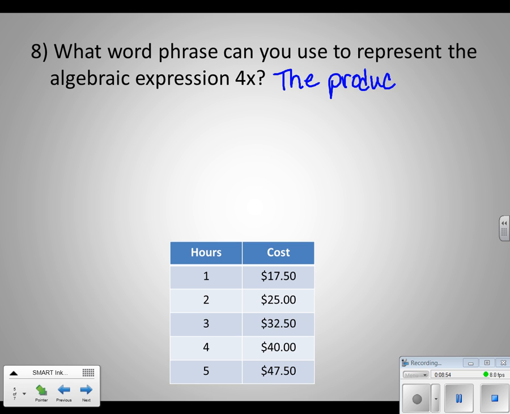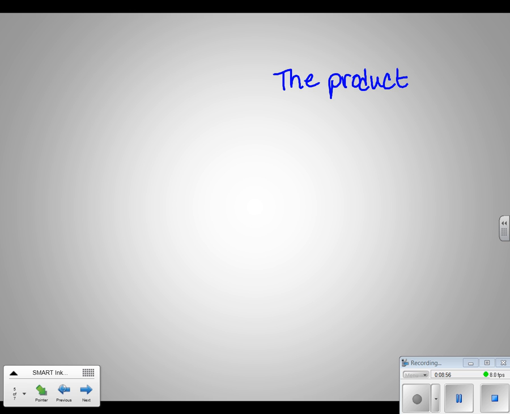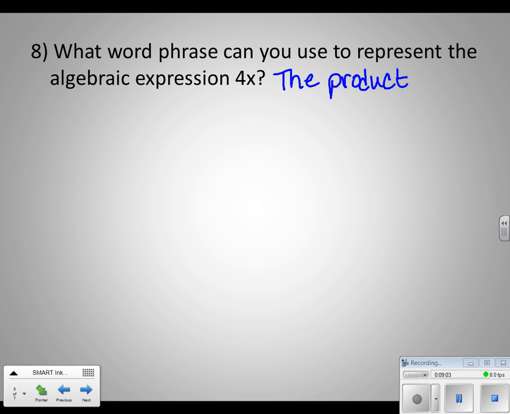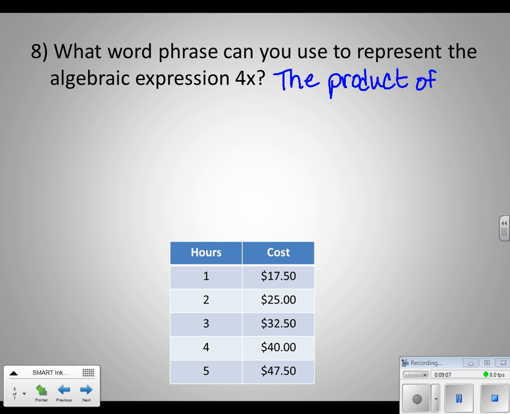Just ignore that, what just popped up here on the screen. I guess it just wants to show up, and that's fine.